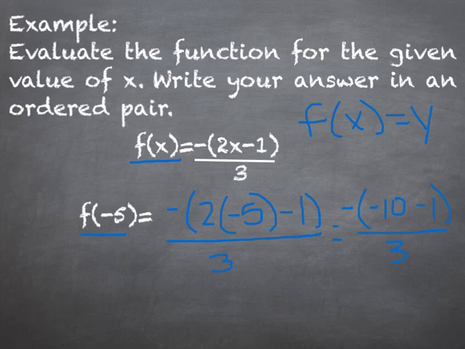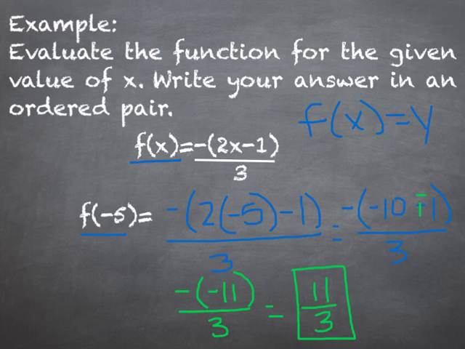We'll go through, subtracting is the same as adding a negative, so that's -10 plus -1. We'll get a -11 over 3. A negative times a negative makes a positive, so our answer is +11 over 3. And notice we did not divide by -5 at the end. We keep that f of -5 there, equals f of -5.